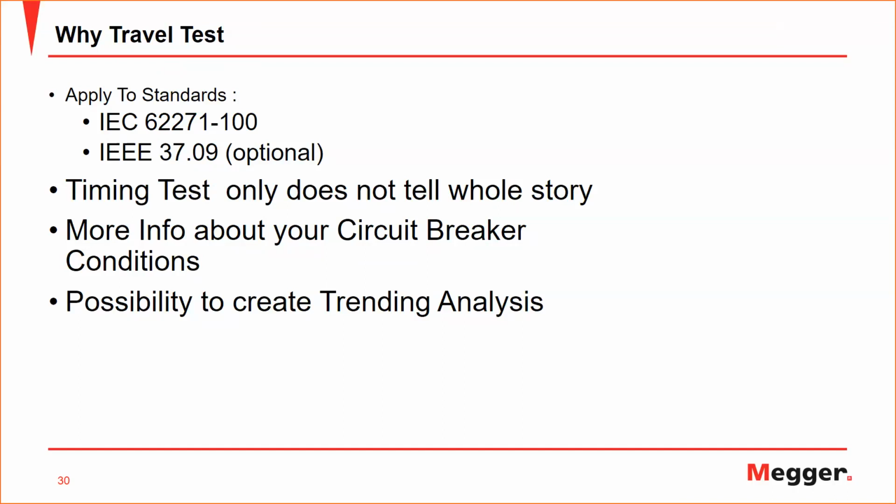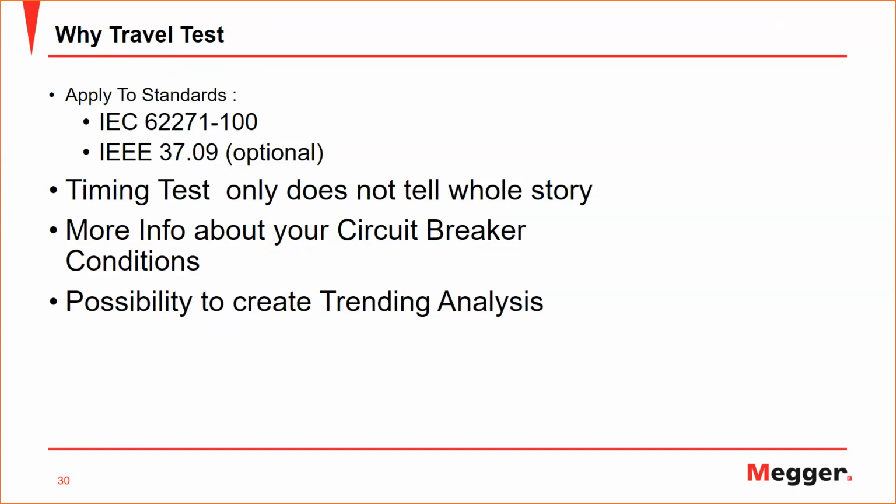And there are some conditions of your breaker that timing test alone will not give you. Because remember, timing test only captures when the first separation of the contacts happens, or when the first touch of the contact happens. What happened before and after, timing test does not tell you, motion test does. It also gives you the possibility to trend the results, for anyone who would like to do trending for the circuit breaker.